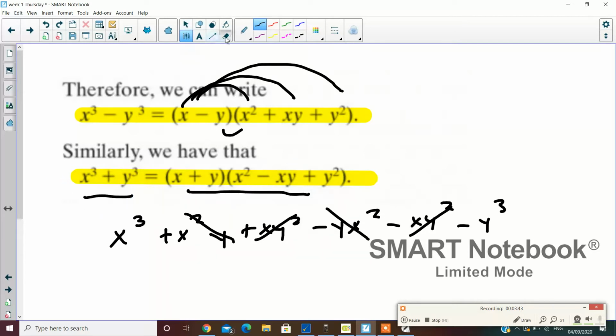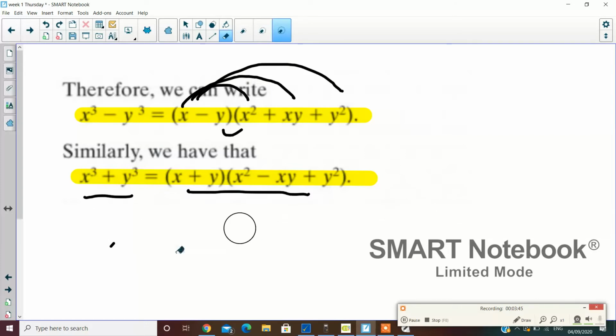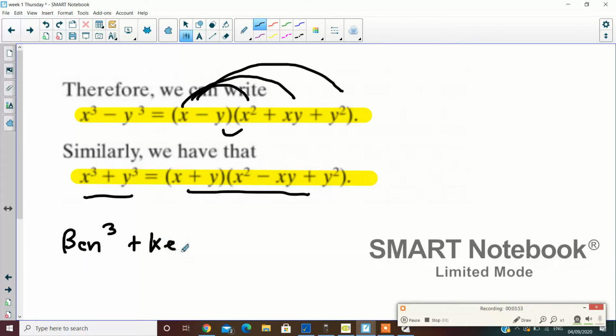Now, I have a question for you. Okay. If we have Ben cubed plus Kenny cubed, what's the answer for Ben cubed plus Kenny cubed? In brackets, of course. Ben plus Kenny, yeah, open bracket. Ben squared minus Ben Kenny, means Ben multiplied by Kenny, yep, plus Kenny squared. Do you get what I'm saying? Doesn't matter what's in there, just put it in its correct position.